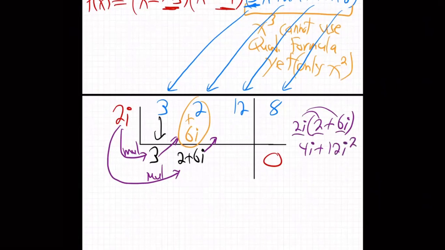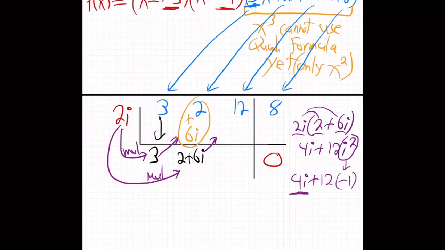Is that good so far? I'm just multiplying 2i times 2 plus 6i, right? I'm doing it over here. That's 4i plus 12i squared. Now, do you remember what i squared does? Remember, i squared is -1. Maybe it's been a little while. You never leave i squared.